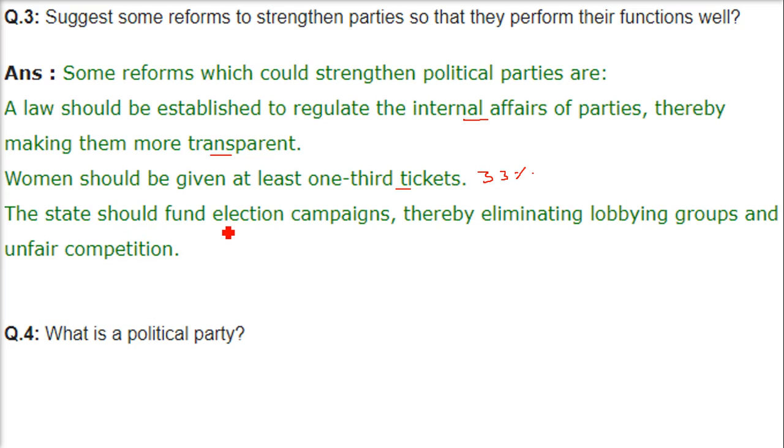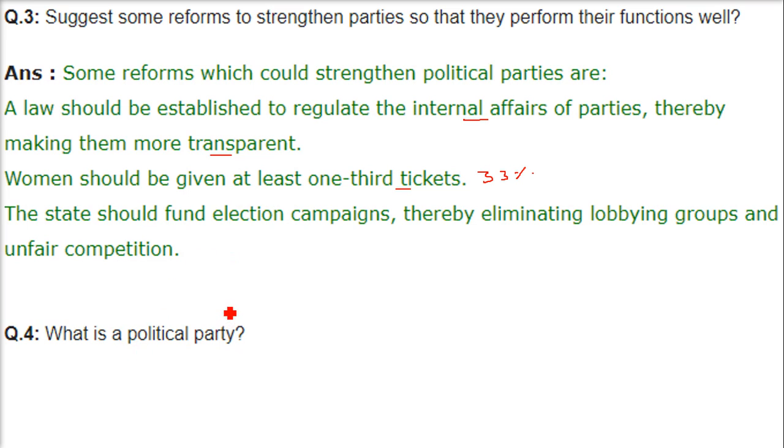The state should fund election campaigns, thereby eliminating lobbying groups and unfair competition. And then also, you and me should join politics if we want a clean politics. And also we must start some campaign, we must pressurize the government to follow and to check these reforms, that is to do these reforms in their political parties.